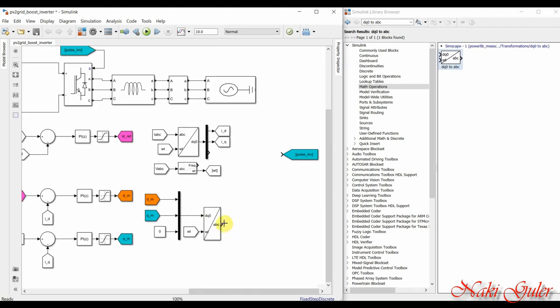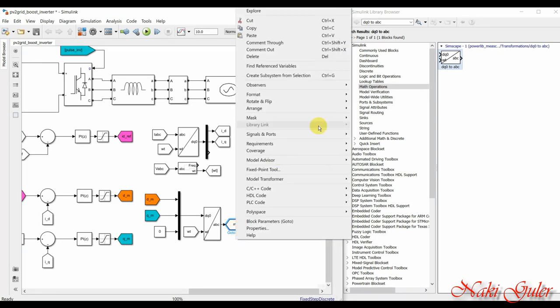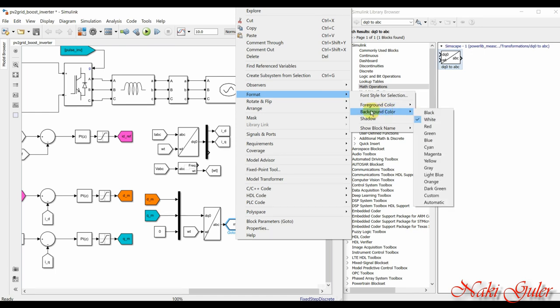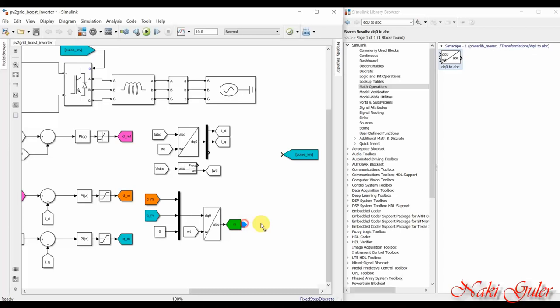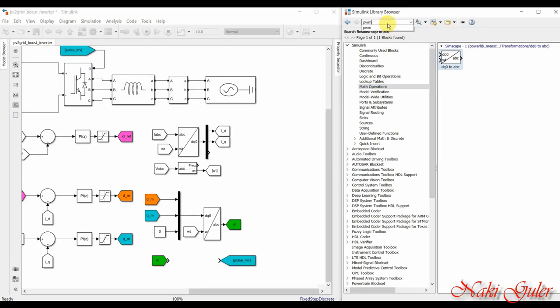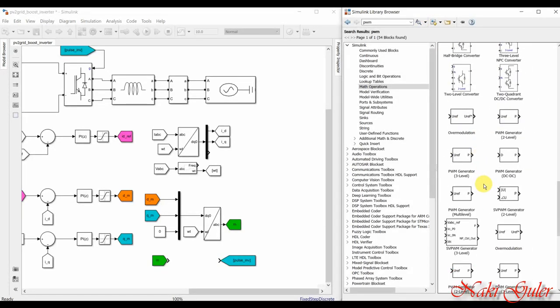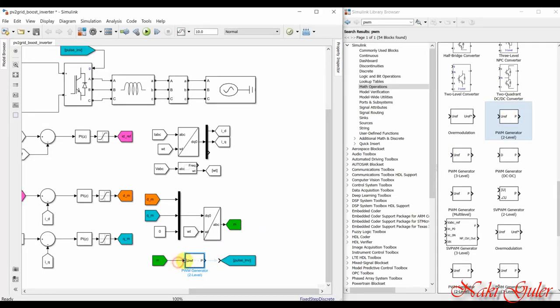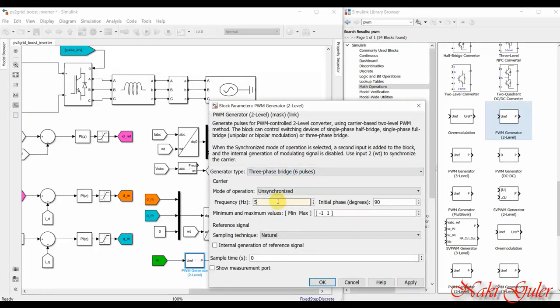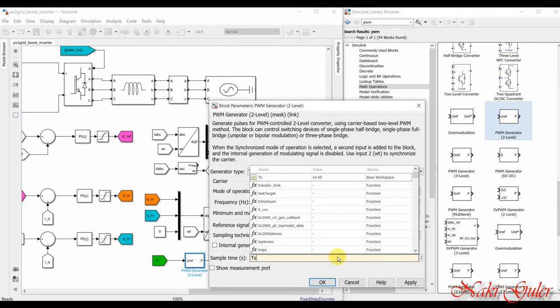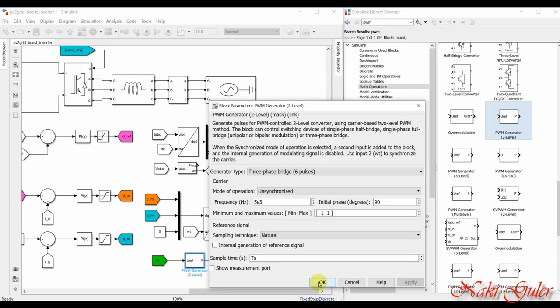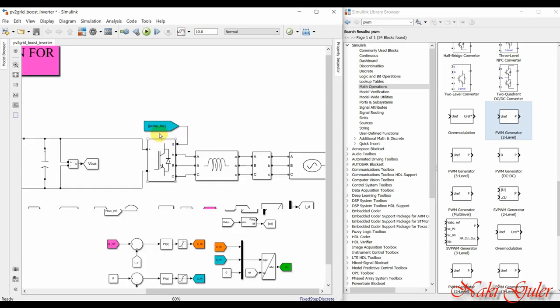Okay, now we have a modulation signal here. I want to change its name to M, and this is our another important parameter for the AC side. Okay, now we have a modulation signal, and we can convert it to a PWM modulation signal to control the inverter current, and we need a PWM modulation block, two level. Okay, and we should change the parameters, 5 kilohertz and sampling time. I think it's okay now. Okay, it is connected to the inverter bridge.